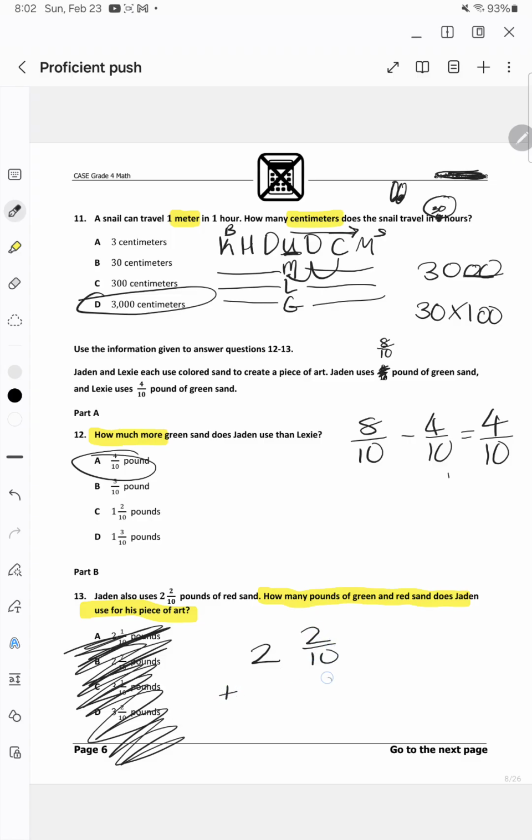We already know he used 8/10. Now, there is no whole, so I can't put a whole right here. We have to use whole to whole, fraction to fraction. There is no whole, so this 2, all I have to do is bring it down. Now I just do 2/10 plus 8/10, which is going to be 10/10. The denominator stays the same. And this is the same as saying 1 whole, because 10 divided by 10 is equal to 1. So the answer is actually equal to 3.